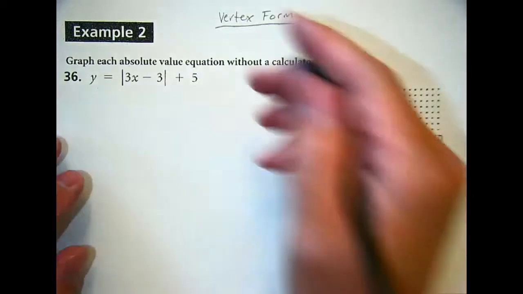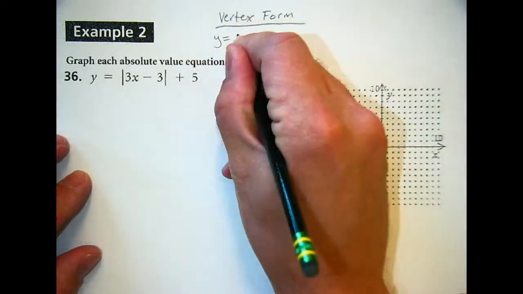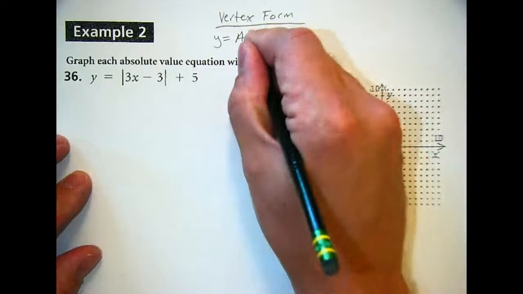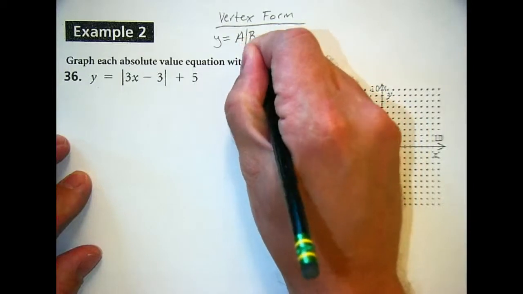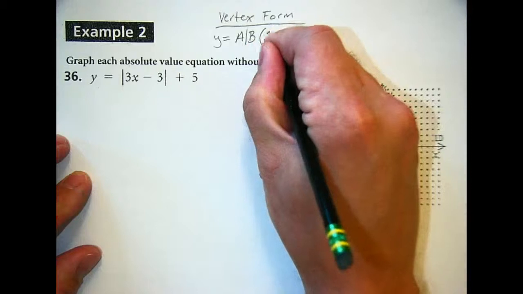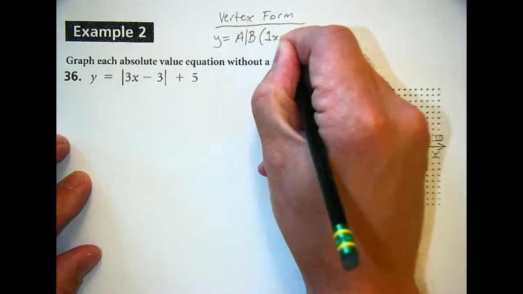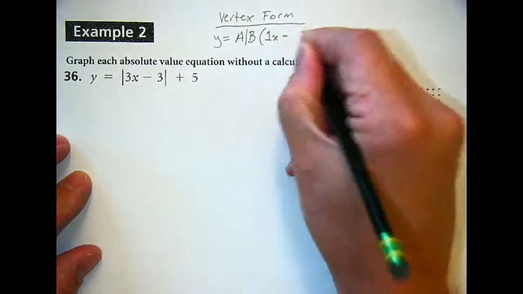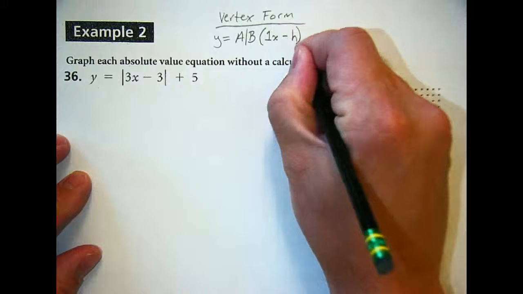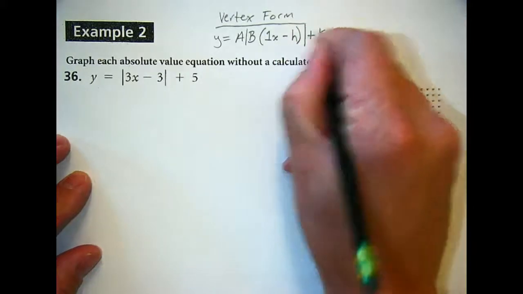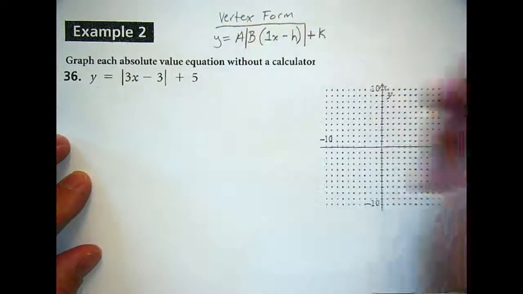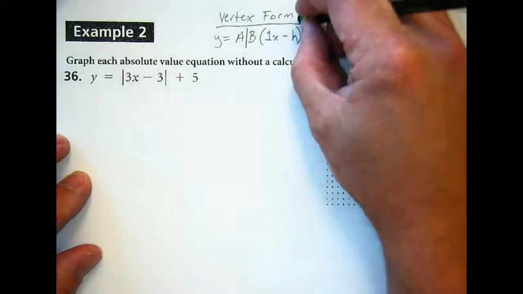I get it. Okay? So y equals a times the absolute value of b times 1x minus h, absolute value plus k. That is vertex form. Now I will ask the question again.